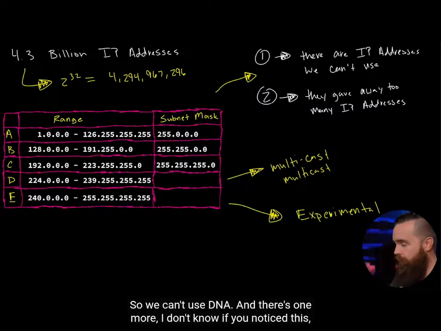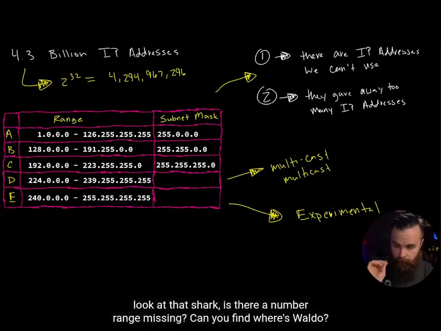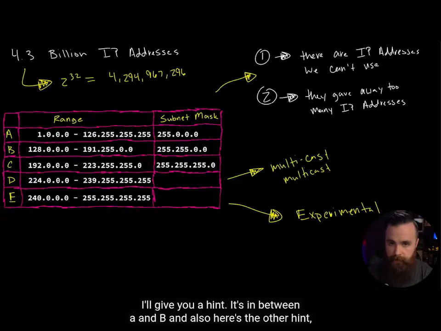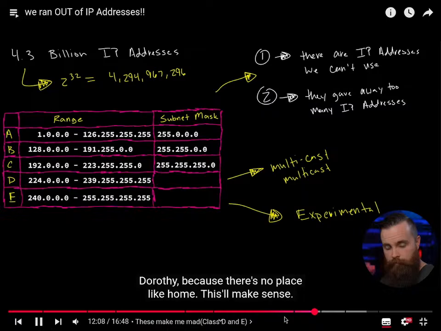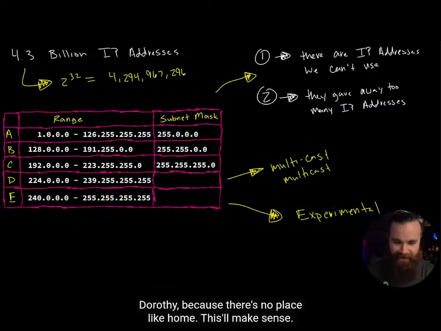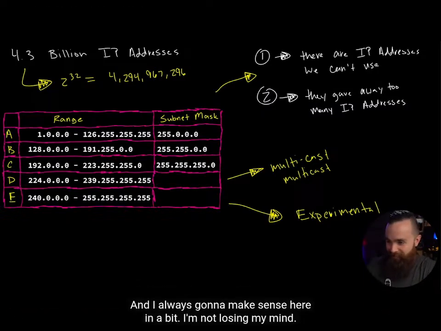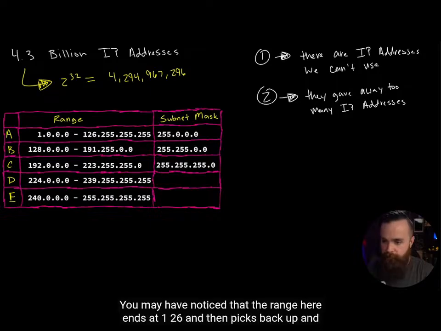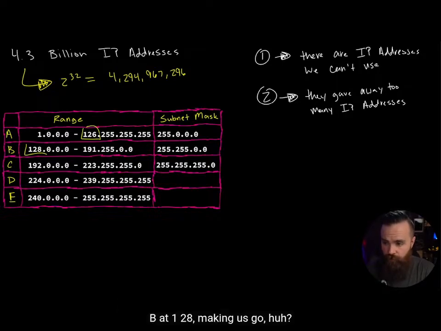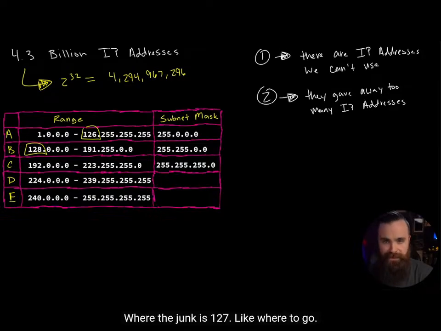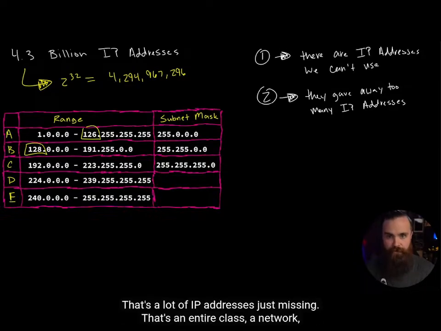And there's one more. I don't know if you noticed this. Look at that chart. Is there a number range missing? Can you find where's Waldo? I'll give you a hint. It's in between A and B. And also, here's the other hint, Dorothy, because there's no place like home. This will make sense. I promise it'll make sense here in a bit. I'm not losing my mind. You may have noticed that the range here ends at 126 and then picks back up in B at 128, making us go, huh, where the junk is 127? Like, where'd it go? That's a lot of IP addresses just missing.